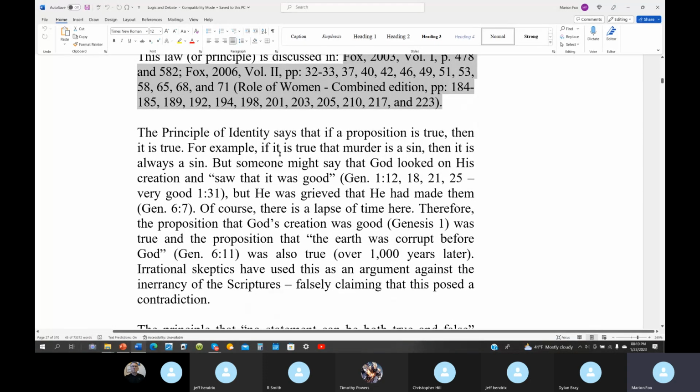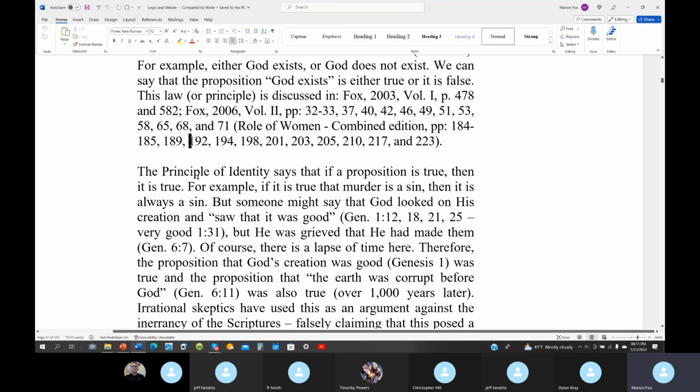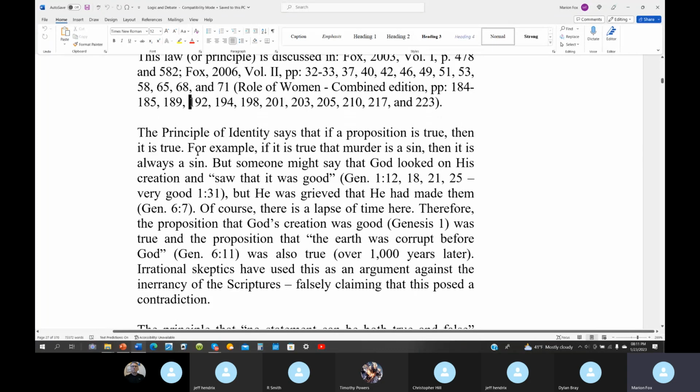The principle of identity says if a proposition is true, then it is true. For example, if it's true that murder is a sin, then it's always a sin. Okay. But someone might say, well, God looked at his earth creation and saw that it was good. Genesis 1:12, 18, 21, 25, and very good in Genesis 1:31. But he was grieved that he had made them in Genesis 6:7. So you see, it was good, but it wasn't good.